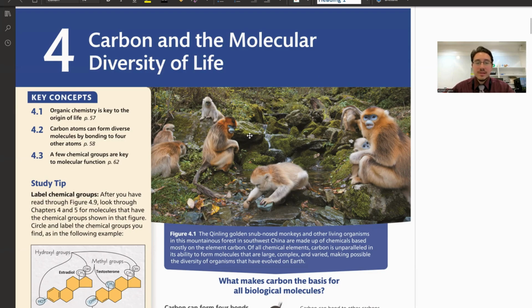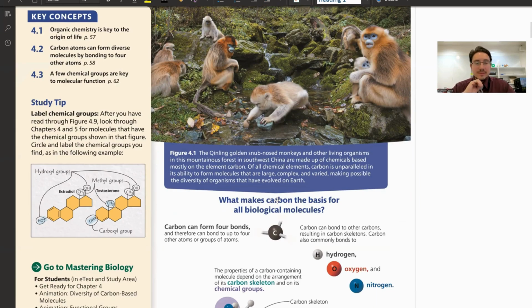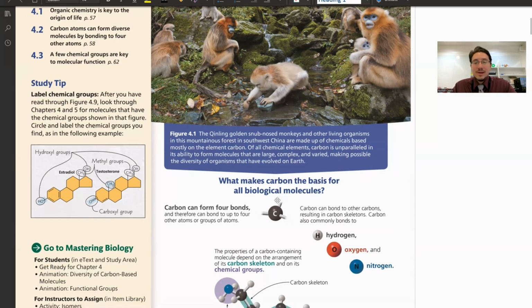As you see in this little photograph here, figure 4.1, the kingling golden snub-nosed monkeys, I hope I'm saying that right, and other living organisms in this mountainous forest in southwest China are made up of chemicals based mostly on the element carbon. Of all chemical elements, carbon is unparalleled in its ability to form molecules that are large, complex, and varied, making possible the diversity of organisms that have evolved on Earth.